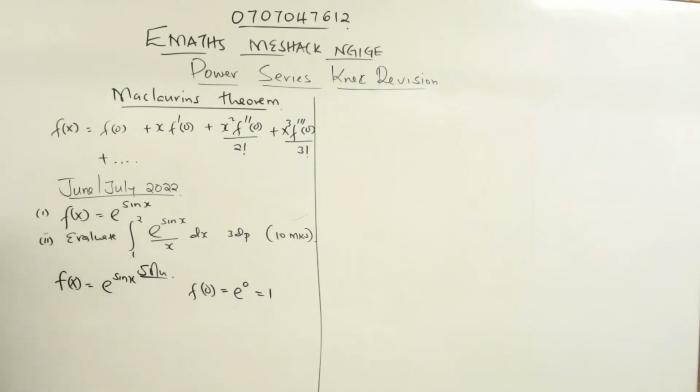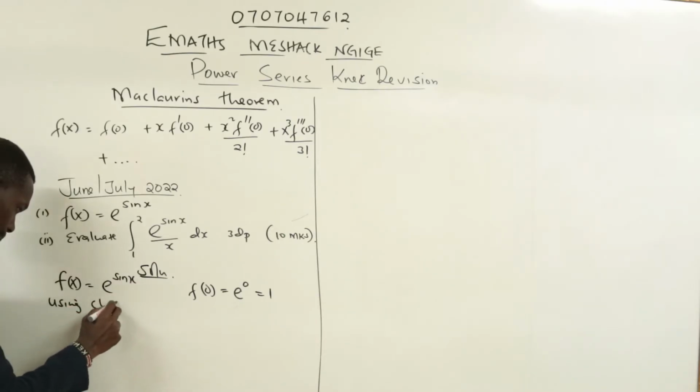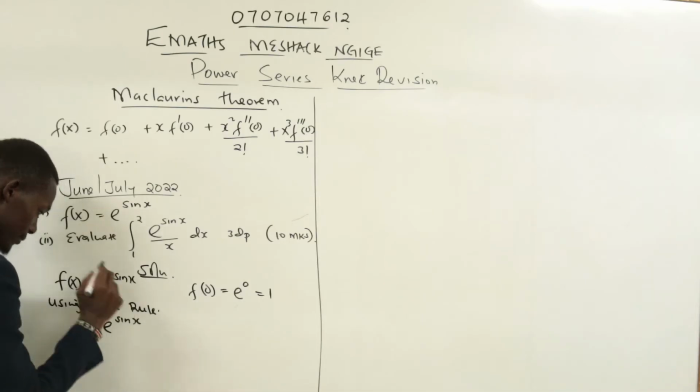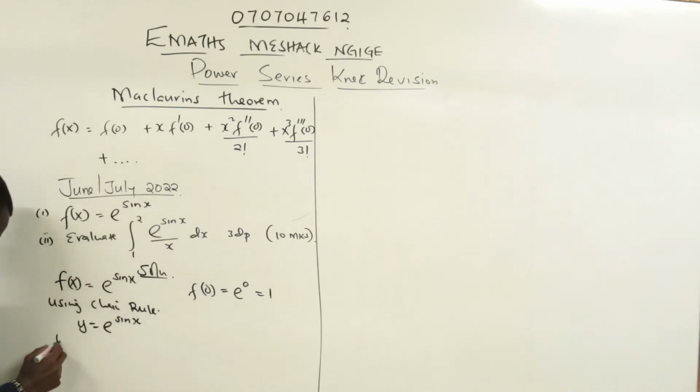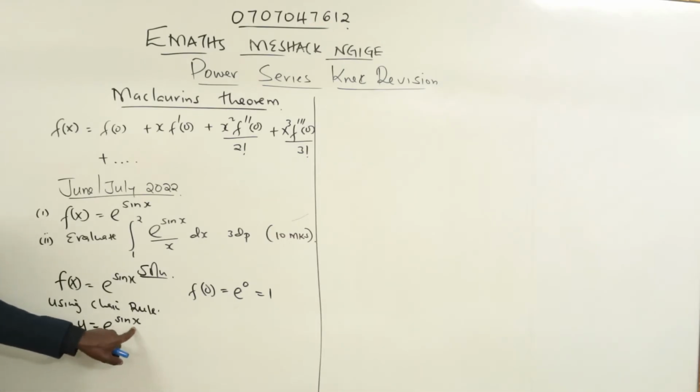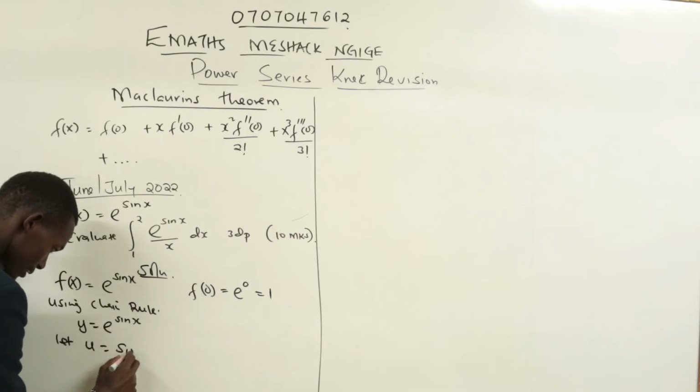Now let's differentiate our function, using the chain rule. Let's just go procedurally here. We shall write this function in terms of y, so y equals e^(sin x). Then we let the function that is inside another function be u. So we let u be sine of x.